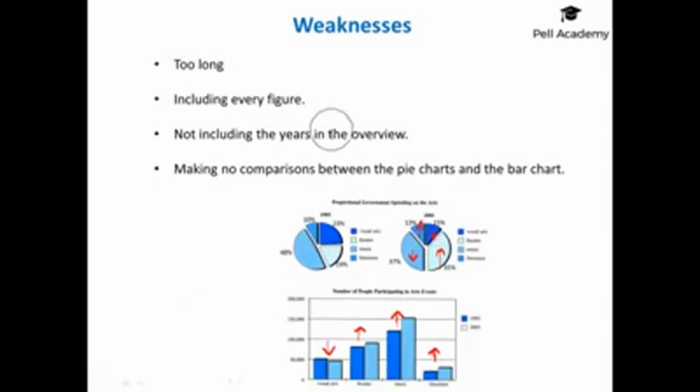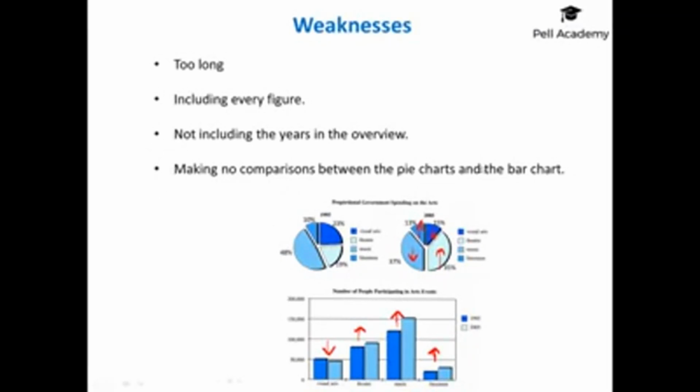Not including the years in the overview. A lot of you did this. It was mainly because you wanted to say that music was the highest. So you said in the bar chart, music was the highest. But that's not enough, because I don't know what year you're talking about. If you told me music was the highest in both years, that's fine. Or music remained the highest in 2005, then I know that remained means it's high in both. But if you give no indication as to which year you're talking about, then that's no use really. You haven't done what you were trying to do. So just be a bit more aware and careful with that.